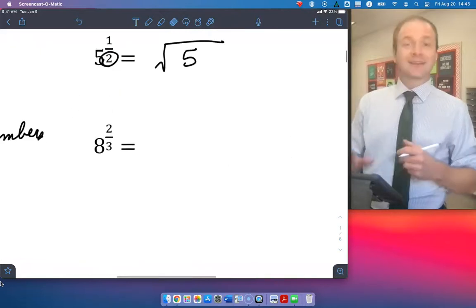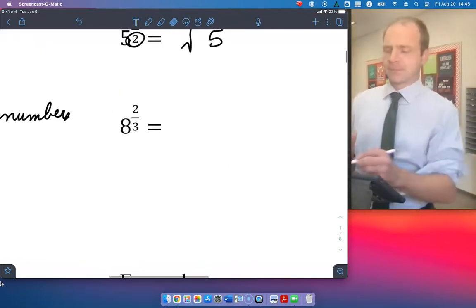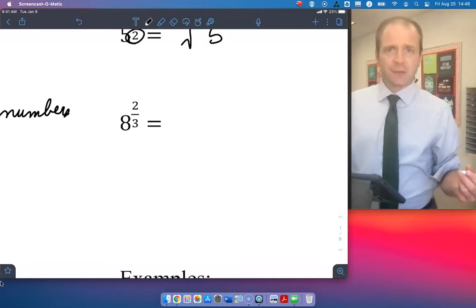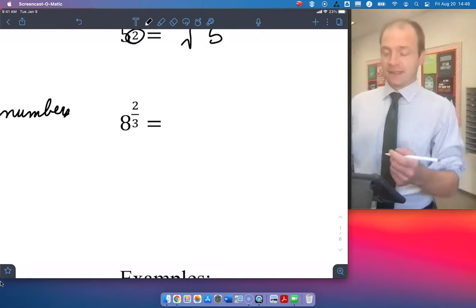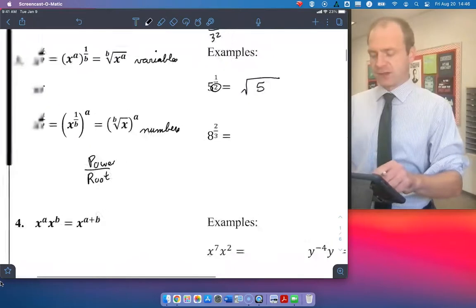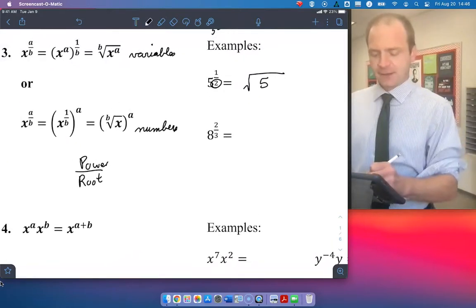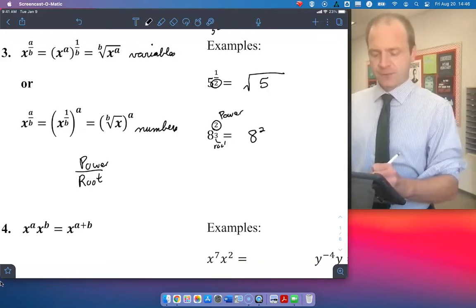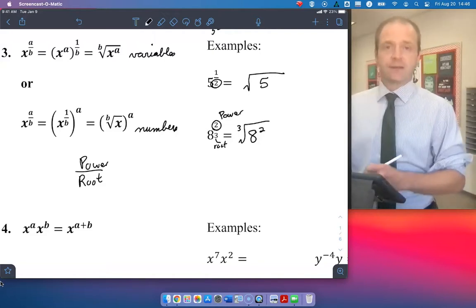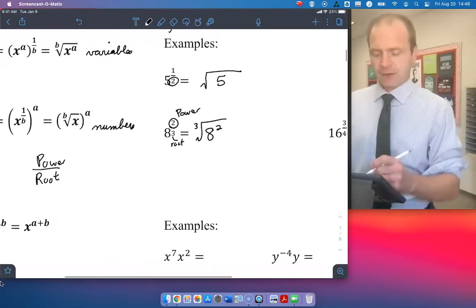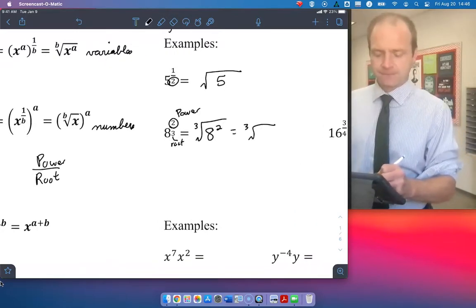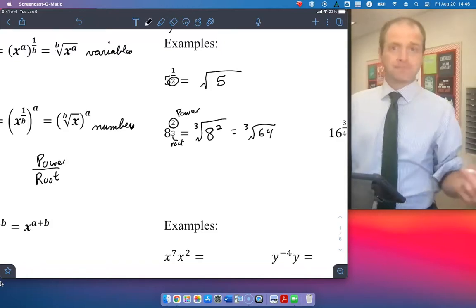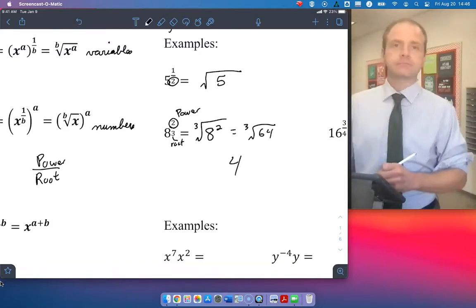Let's see, 8 to the 2/3 power. I can look at it a couple ways. I can do it the long way. Let me do the 8 to the power of 2, because that top one is my power, and the bottom one is my root. So I'm going to do 8 squared, and then the cube root of that. Well, 8 squared is 64. The cube root of 64 is 4. So I can do that.